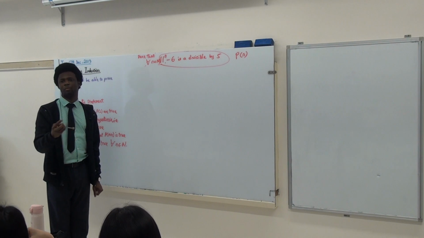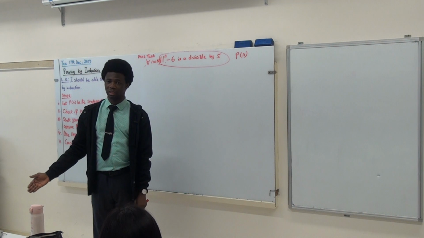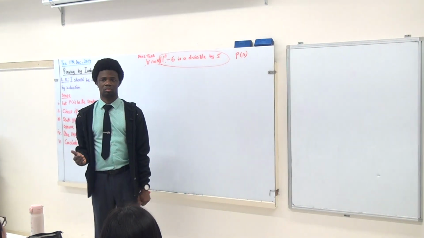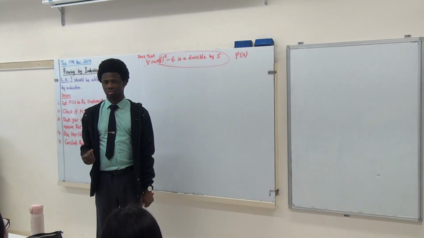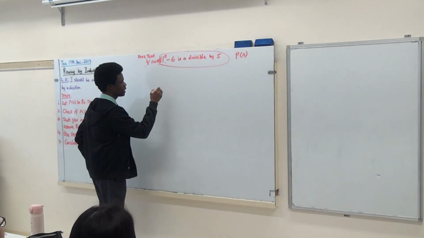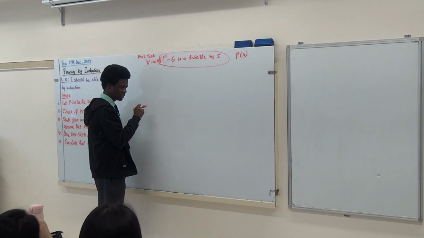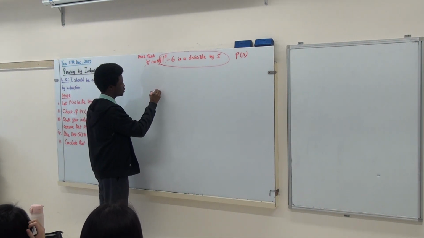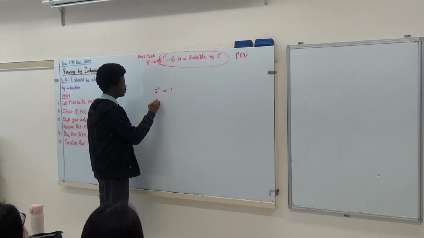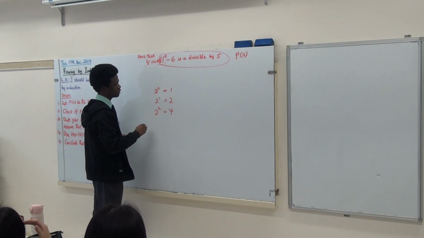But the fact that P1 and P2 are true, or even P3, even if you check up to P10, doesn't mean everything is true. Do you understand that? Let me see how I can justify that. There was a class I was having, and we were saying, okay, 2 raised to the power 0 is 1, 2 raised to the power 1 is 2, 2 raised to the power 2 is 4. So 2 to the power n will work, because I have these 3.